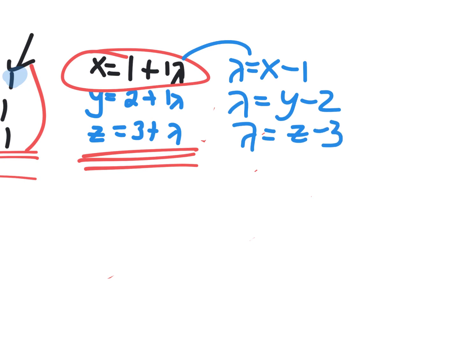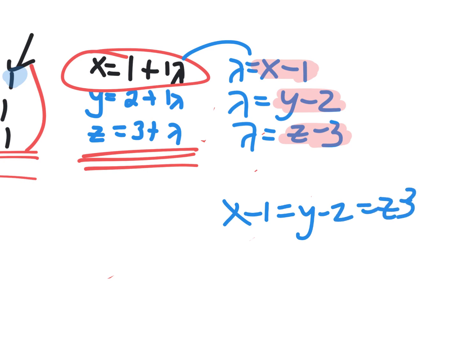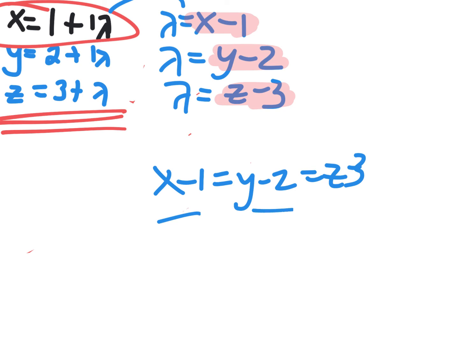And since they're all equal to lambda, then you can put it in a big triple equation. That equals that, which also equals that. x minus 1 equals y minus 2, which equals z minus 3. And you can just leave it like that. That equals that equals that. You know, it's a little messy, but it's true. That's called changing to Cartesian.